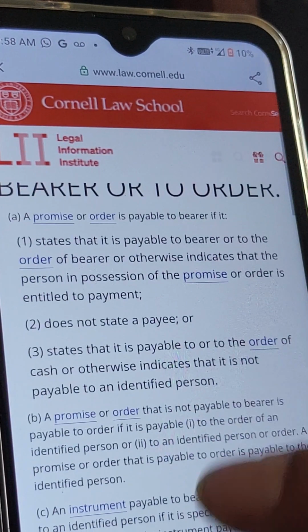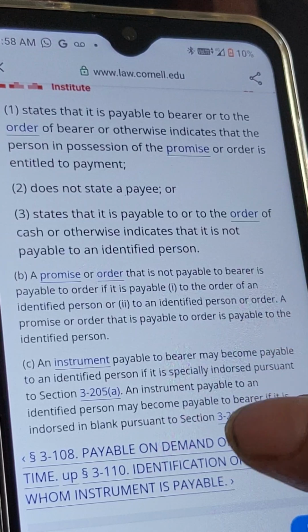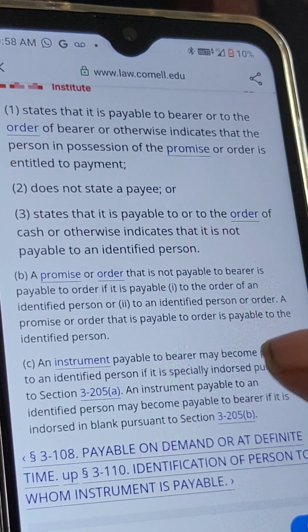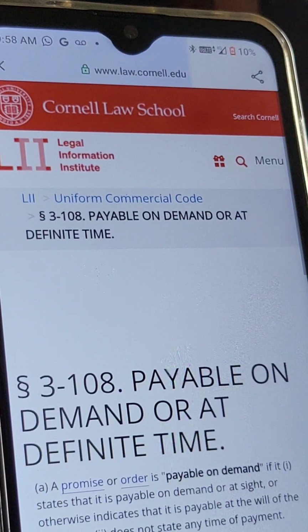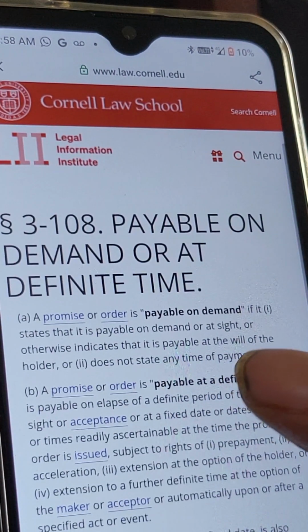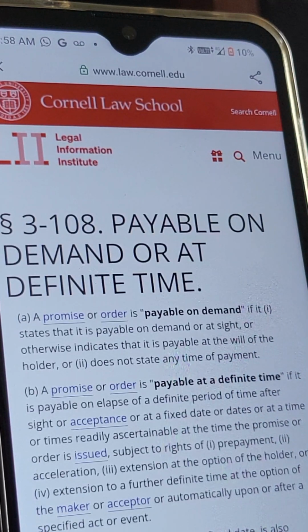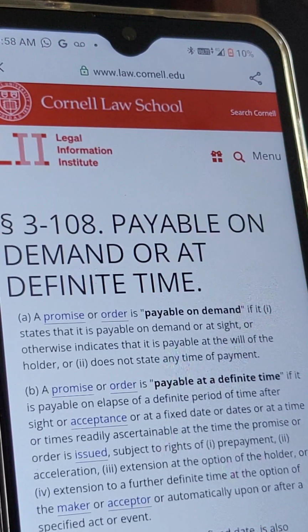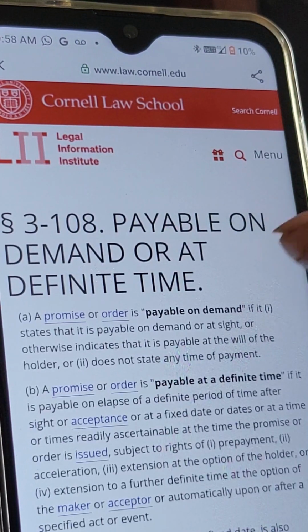Pay on demand. Let's see this pay on demand, because you do that if your bill is overdue. Say the bill was due on the 22nd and today is the 24th. You just cross out the date and put payable on demand.